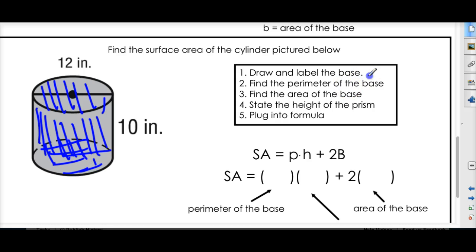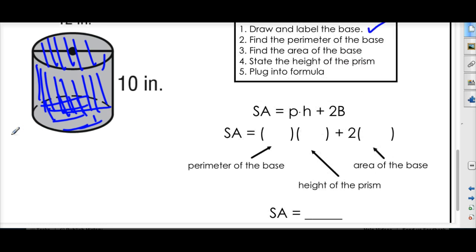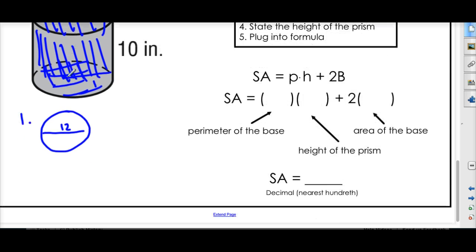Easy enough. Step 1, we're going to draw our base. Our base is a circle, and it has this diameter of 12. Just drawing exactly what I see up here. Step 2, we're going to find the perimeter of the base. And once again, to find the perimeter of a circle, because this is a circle, it's just 2 times pi times the radius. We're going to plug into our formula.